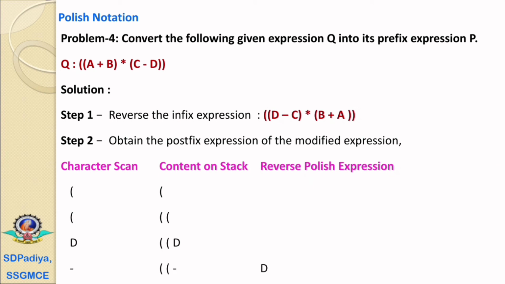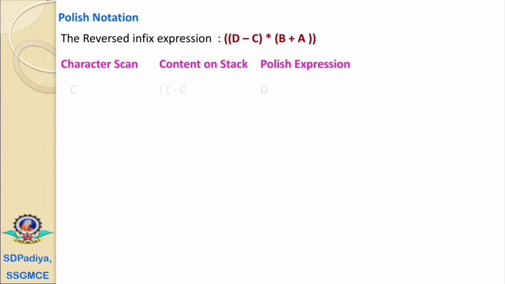Next is the minus symbol, that is an operator, and if it is an operator then first we pull the previously scanned operand from the stack to the expression. That's why we remove it from the stack and write it in the expression, that is capital D. Next we scan the capital C, that is an operand, so we push it on the stack. Next is the close parenthesis, so now we pull all the contents from the stack to the expression after its particular open parenthesis. That's why we shifted the capital C and minus. Next is multiplication, then we write it on the stack.